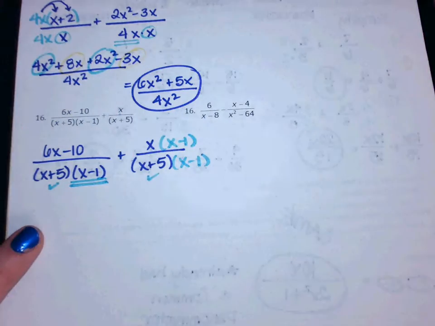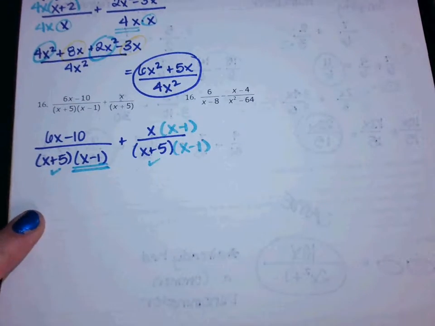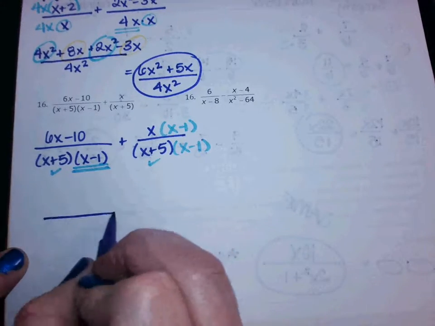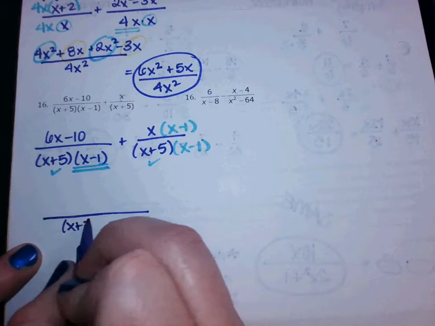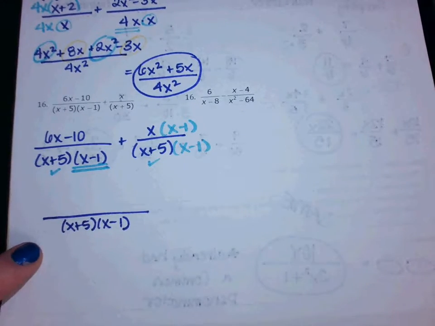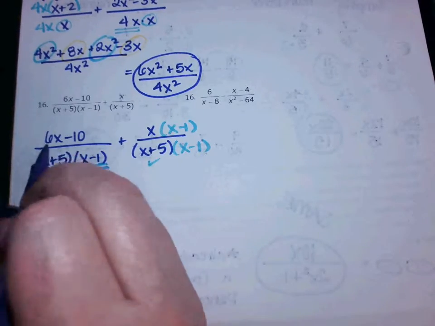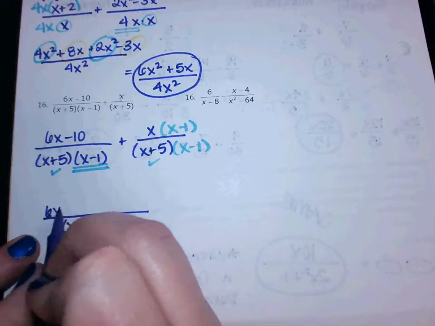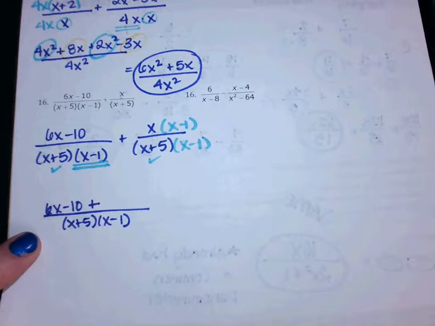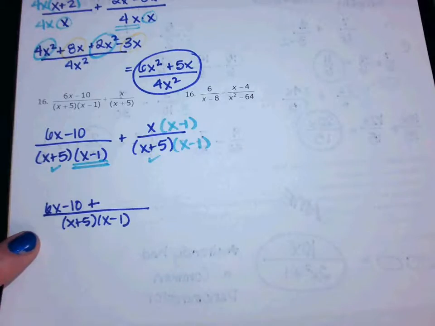Okay. And so then from there, remember, once the denominators match, you can combine it into one big denominator. So it'll be x plus 5 and x minus 1 on the bottom. And then on the top, I'll do 1 plus the other. So on top here, I have 6x minus 10 plus. And then what will I have to do on this other fraction? Because of the parentheses, distribute.